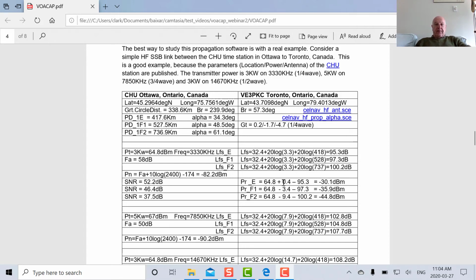Now the two antenna gains: the antenna gain at 34.3 degrees is 0.2 dB. Okay, so then we have two of those, so that'll be 0.4. And then I subtract the free space attenuation. That's how I get my maximum receive level. And again, let's say at F2, the free space attenuation is 102.2 dB. The gain at 61.1 degrees is minus 2 point something, and two of those is minus 4.7, and two of those is minus 9.4. Okay, so that gives you my received signal levels.